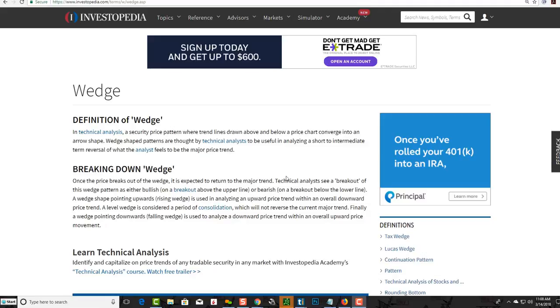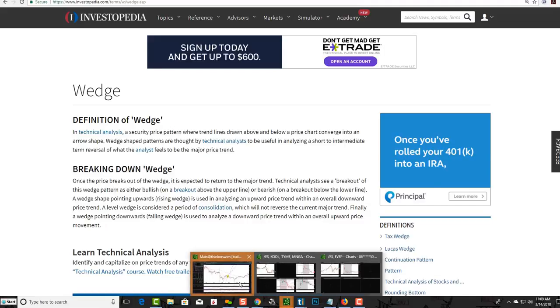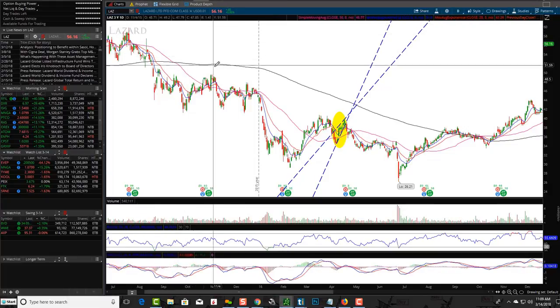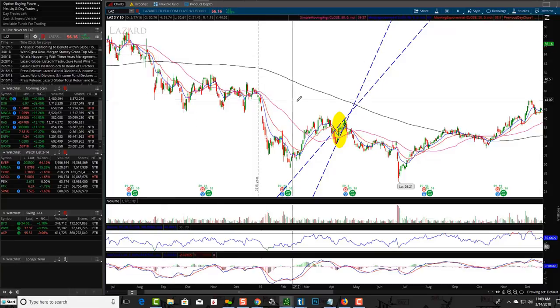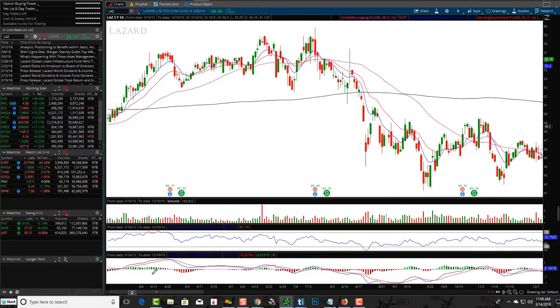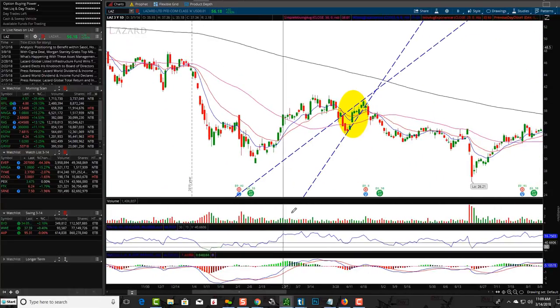All right, so let me show you some real world examples of what this all looks like. Let's take a look at LAZ. Price is in an overall downtrend, right? You can see it's in a downtrend. Then you get this period of consolidation that moves upwards. That forms like this wedge. You can see that wedges look very similar to flags.